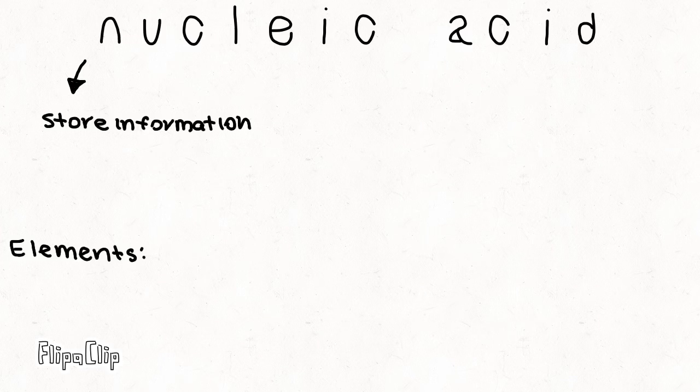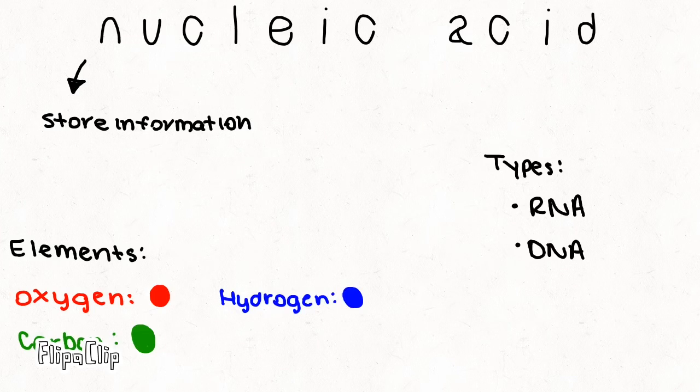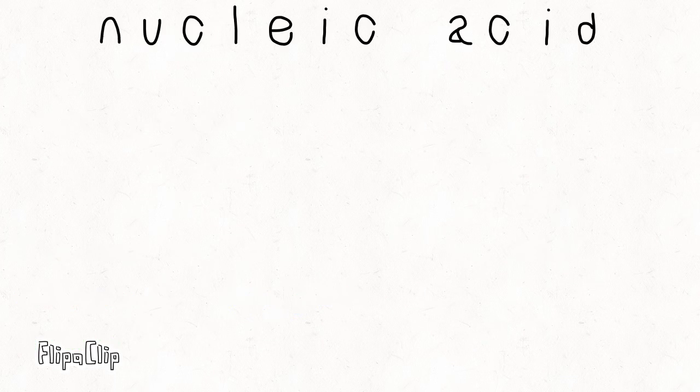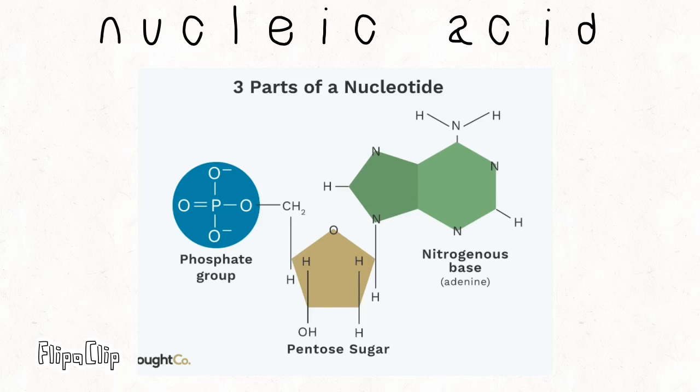Nucleic acid is made up of carbon, hydrogen, oxygen, nitrogen, and phosphorus. The function is to store information for biological systems. There are 2 types of nucleic acids, RNA and DNA. Nucleic acids are polymers made of nucleotide monomers. Each nucleotide consists of 3 parts: a nitrogenous base, a pentose sugar, and a phosphate group.